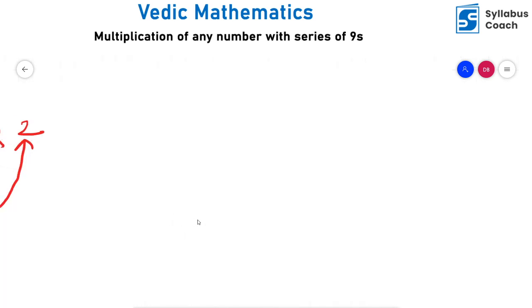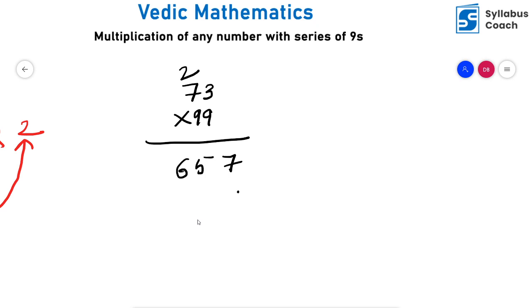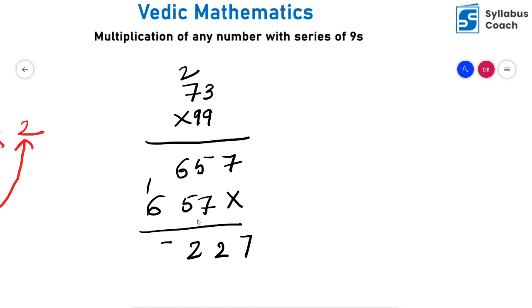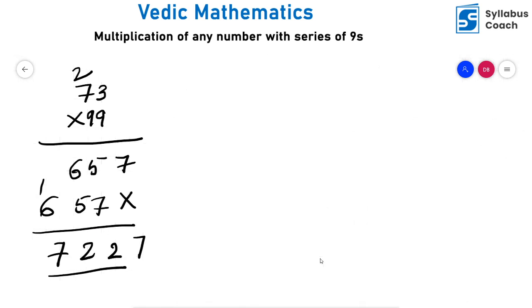So going to the next question, which is 73 into 99. What is it? 73 into 99. Let's do this question in a traditional approach first. 9 3s are 27. 9 7s are 63 plus 2, which is 65, 7. And then we have 9 3s, 7, 5 and 6. So which is 7, 12, 12 and 1, which is 7227. So the answer for this question is 7227.